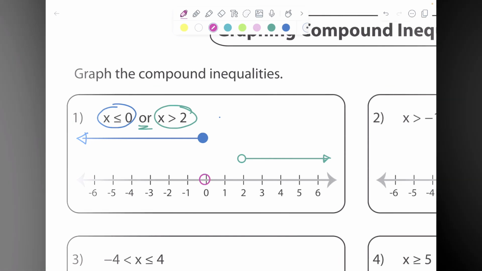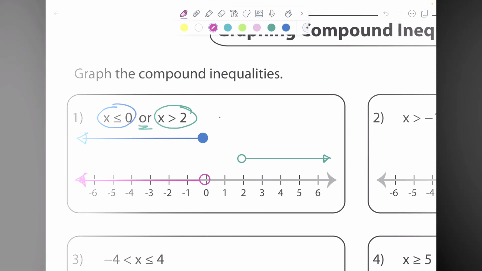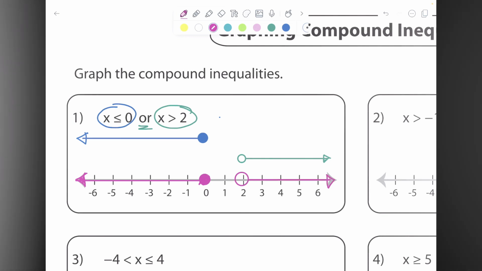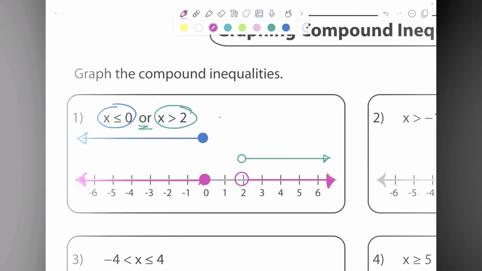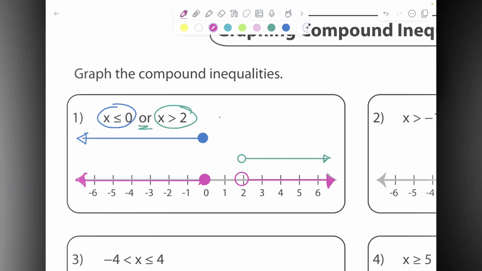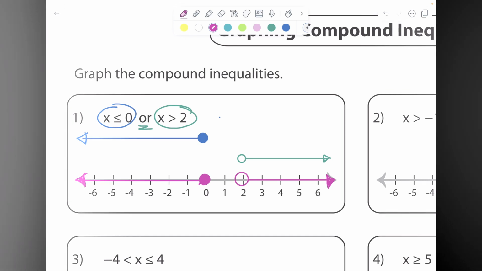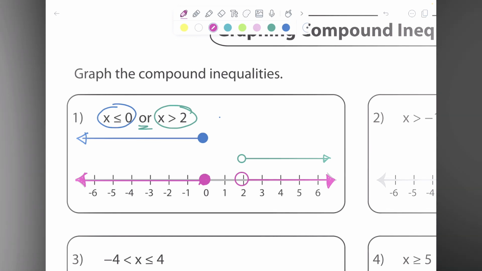I'm going to draw on top of this line here, and color in that arrow, and color in the circle because it's an or equal to. And then I'm going to put a circle in for 2, and go to the right. And so the final answer to this compound statement is that it's basically everything to the left of 0 including 0, along with everything greater than 2, just nothing between 0 and 2 including 2. That section is not included in the solution here.